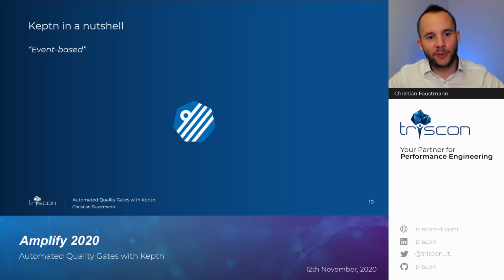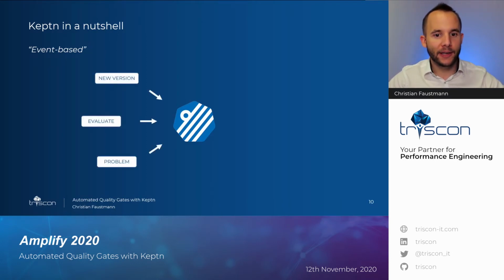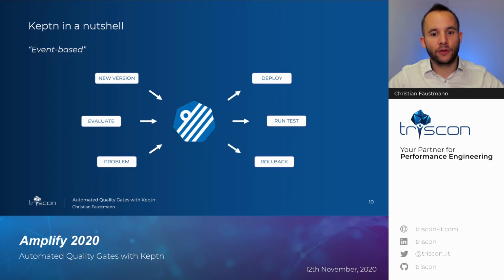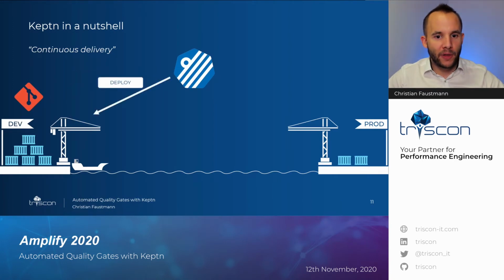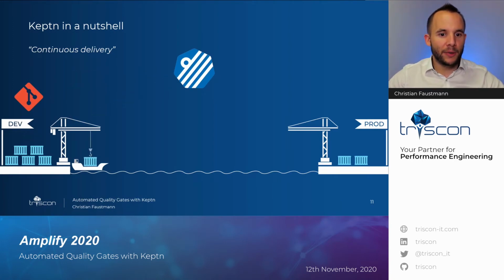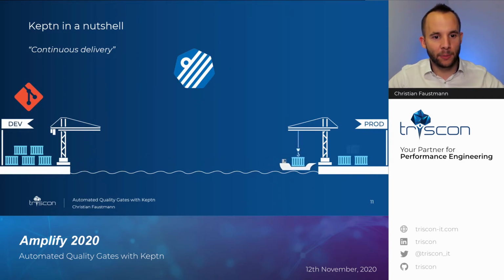Keptn follows the cloud event specification. Therefore, you can easily integrate it in your existing pipelines or monitoring solutions, or receive events from Keptn to trigger deployment scripts or run automated tests. Continuous delivery covers everything till deployment, and then the deployment itself, which can then be manual or automated. This is a broad area, and there is a lot to cover here, but Keptn can support us on every step.